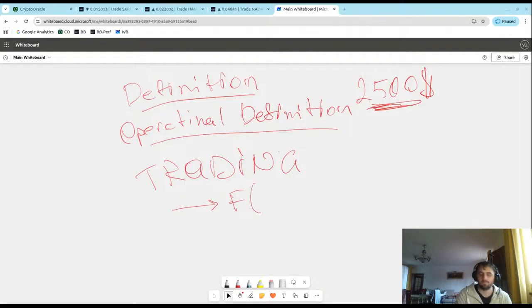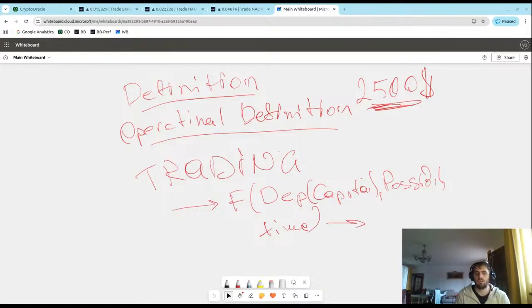is accepting the next parameters: the deposit or capital, possibilities, that is, time, I think that's enough, and produces an outcome, P&L, right? So that's the definition of trading.